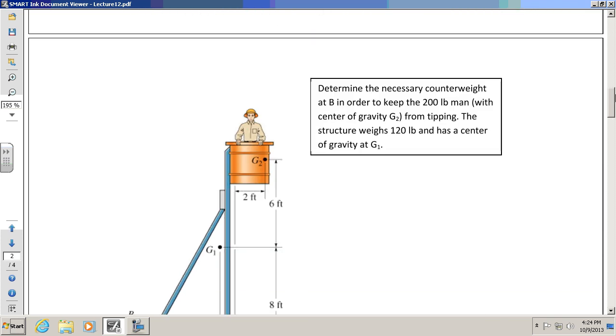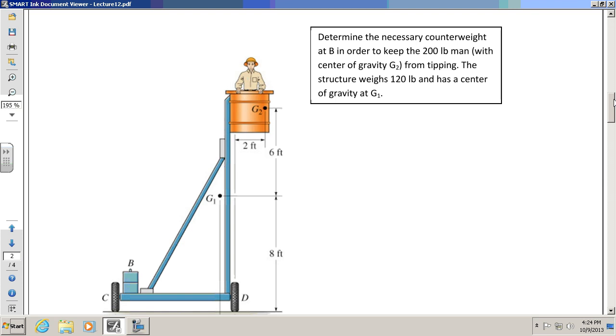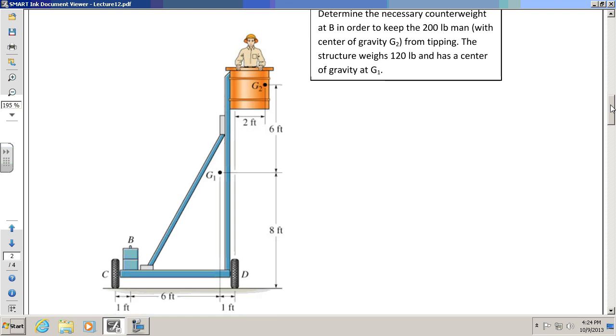Okay. Let's do another one here. Take a look at this guy. It says here, determine the necessary counterweight at B in order to keep the 200-pound man with center of gravity G2 from tipping. Okay? The structure weighs 120 pounds and has center of gravity at G1. Notice here, the center of gravity G1 is not actually on the body. Sometimes students get confused by that. But the center of gravity doesn't actually have to be on the body.